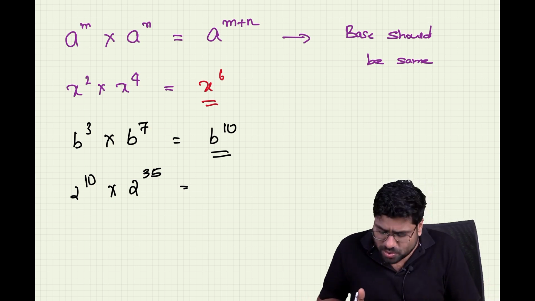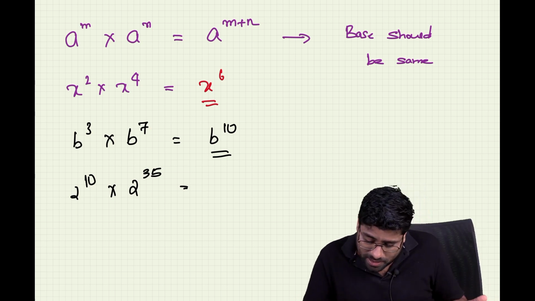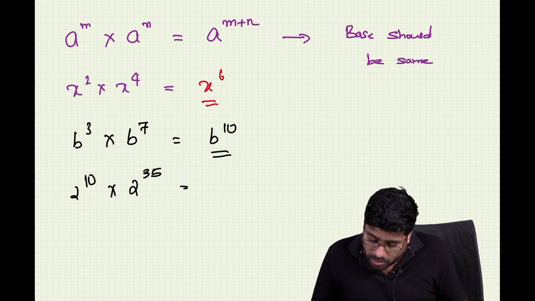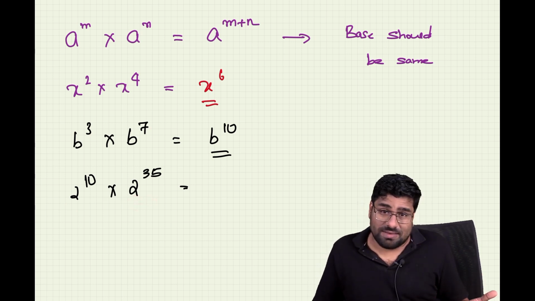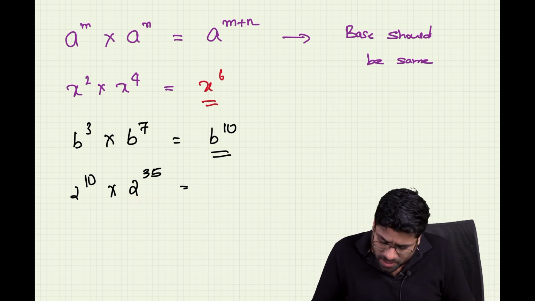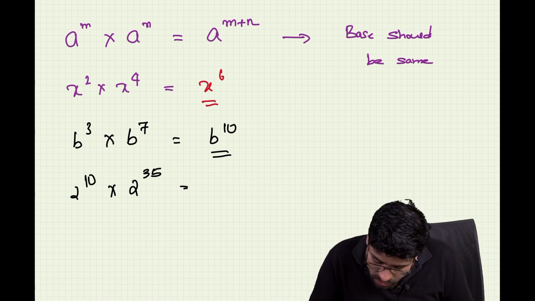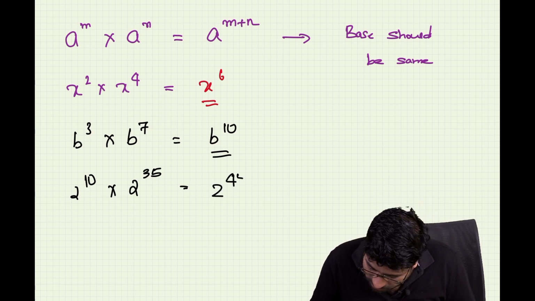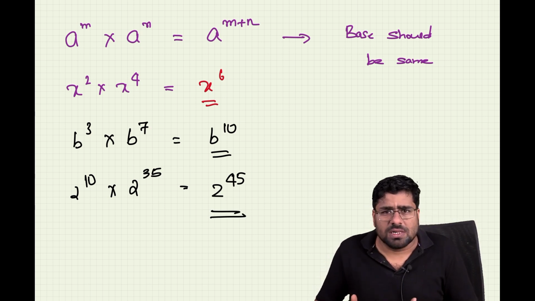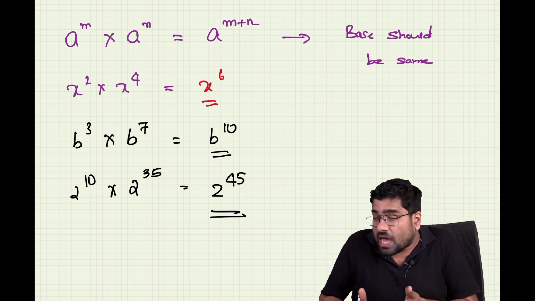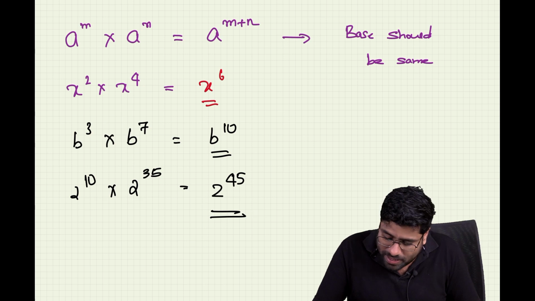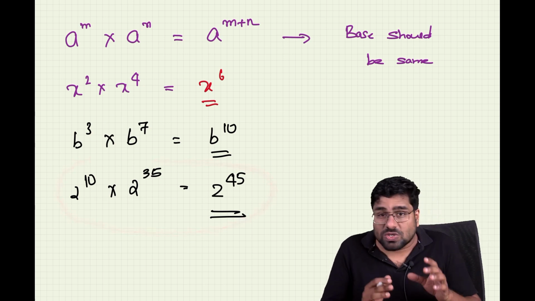But are you going to do anything? No. I'll just look at it. What is the base here? 2. What is the base here? 2. So it has the same base. Just add the exponents together. What is 10 plus 35? 45. Right? So what is going to be my answer? 2 to the power of 45. Oh, it's so simple. You just have to write so little content.